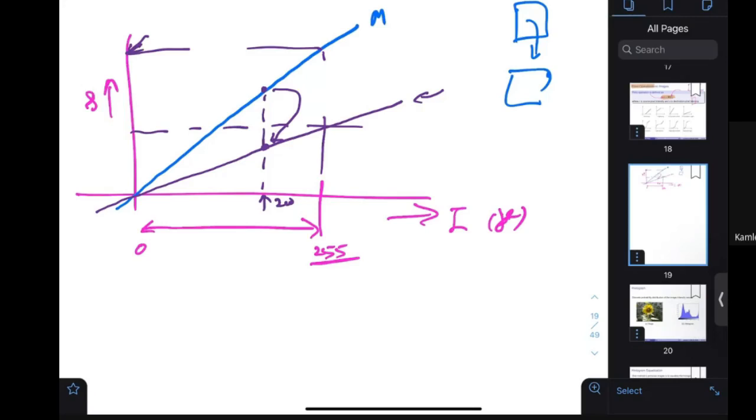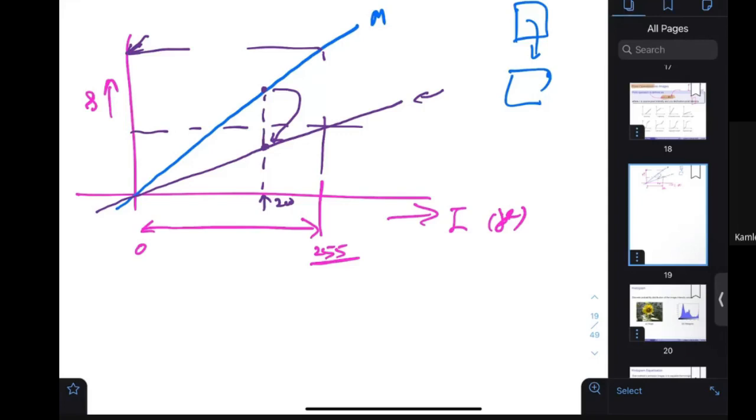But if I use this particular line as a transformation function, then I would get only this particular value. So I am shifting things. I am pushing the light things towards the dark. Now the things would be darker.